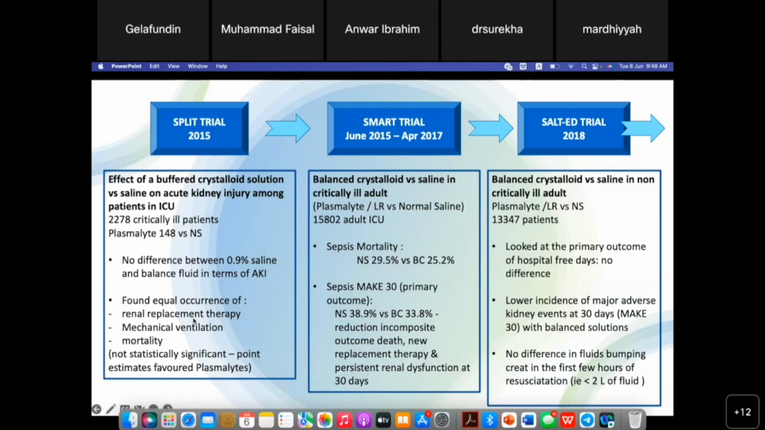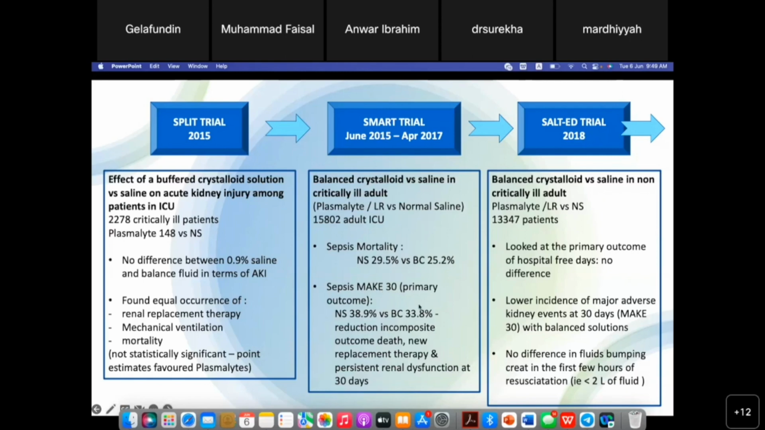So that eventually ada another study done, the SMART trial, after that. This one dia tengok lagi Plasma-Lyte versus normal saline in critically ill adult patient. This is a very large study, okay? It used more than 15,000 ICU patient. So here we can see that it's actually better untuk sepsis mortality using the balanced crystalloid, and then sepsis MAKE30 pun better dekat dalam balanced solution. MAKE30 ni actually it stands for major adverse kidney events on day 30.